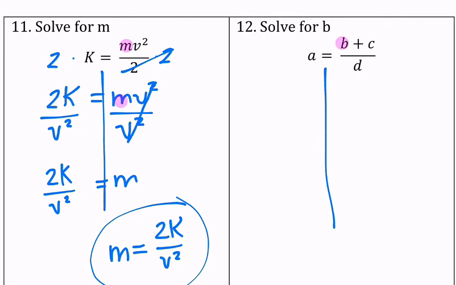On number 12, we want b by itself this time, so I look on the side that has b. I know I need to get rid of c and d. So remember when I said when our variable is inside of a fraction, which it is, the first thing you want to get rid of is the bottom piece. So I want to get rid of the divide by d. The opposite of divide by d is multiply by d. What I do on one side, I do on the other.